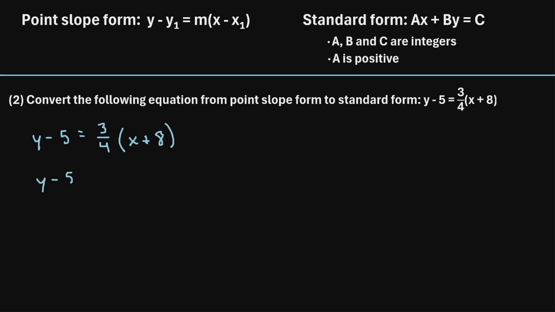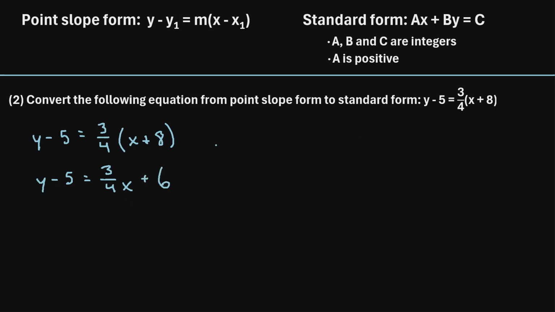We have y minus 5 is equal to 3/4 times x is just 3/4 x. And then we have 3/4 times 8. So another way to think about that is 3/4 times 8 over 1. So if we just multiply the values straight across in the numerator, we get 3 times 8 is 24. In the denominator, we have 4 times 1 is 4. 24 divided by 4, that's 6. So 3/4 times 8 is just 6. So we'll say plus 6.